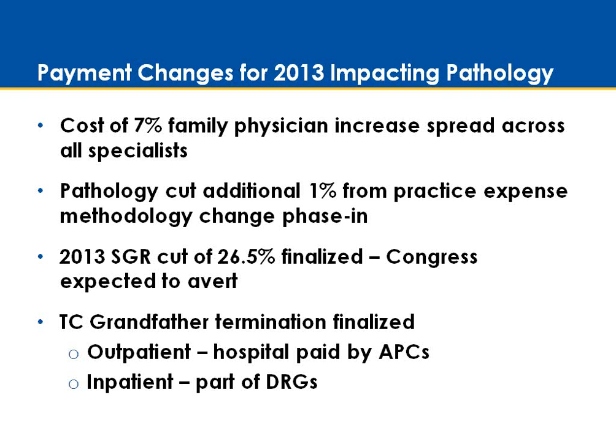And finally, for 2013, unless Congress does something, there will be a cut of 26.5% based on the SGR cut. Now, Congress is expected to avert this cut. Over the past 10 years, it's been able to avert this cut every time. We're not going to know, though, till they actually do it, what will happen. The other potential effect here for 2013 in pathology is the fiscal cliff.